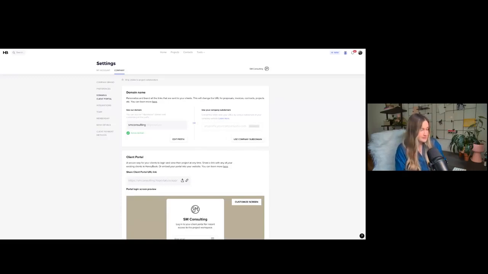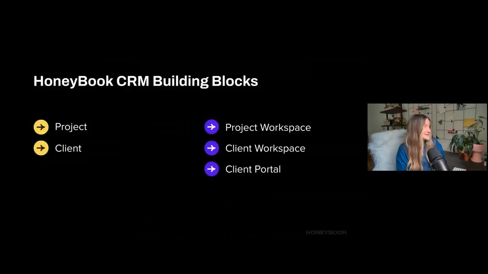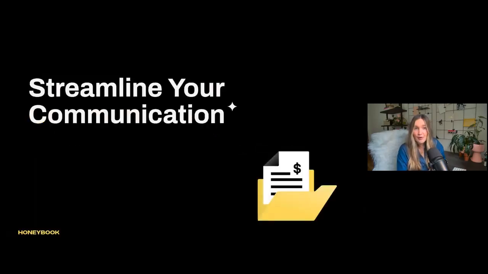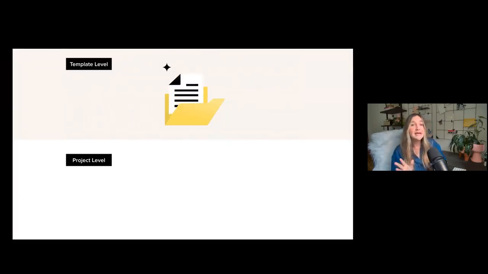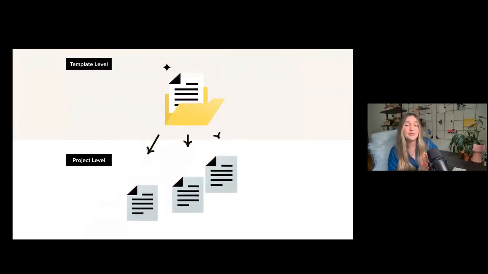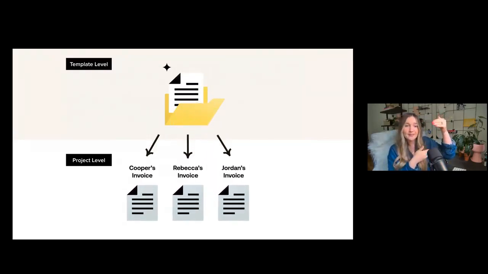Okay, and that obviously brings us to our next conversation point here around communication. So we want to take a closer look at how HoneyBook is going to help you streamline your communication with your clients. And what this really boils down to is templatizing. So in HoneyBook, you have two options for templates. You've got emails and you've got smart files, okay? And you can create emails and files on both the template level and the project level.